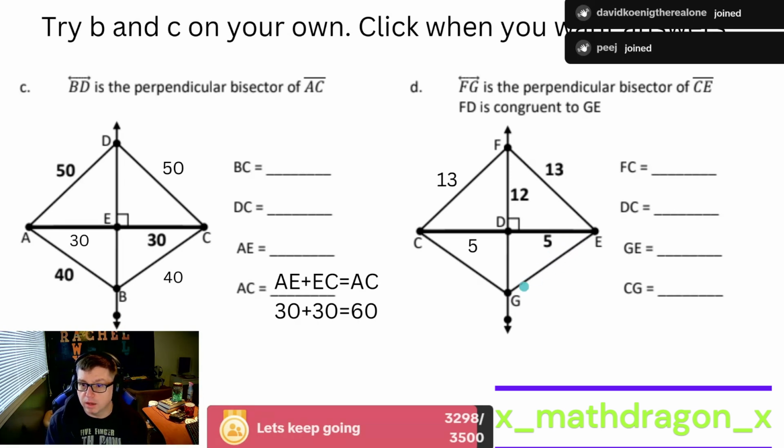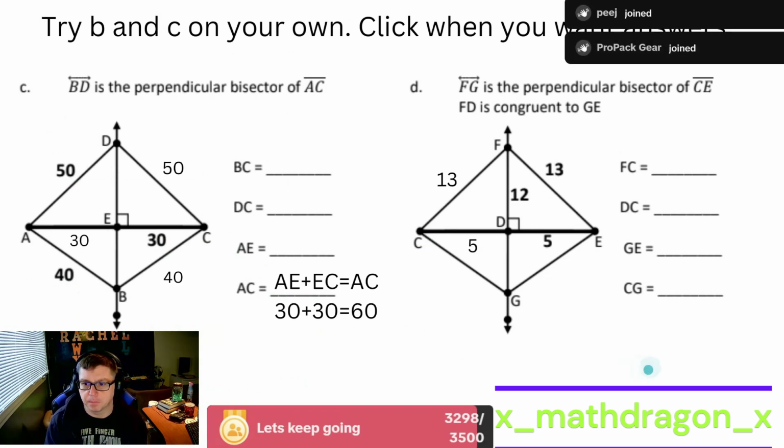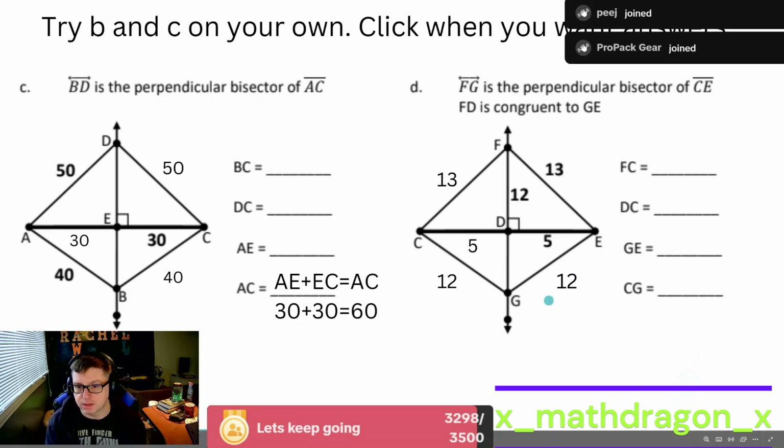GE. Now, where are we going to get GE? Well, it does say FD is congruent to GE. So FD being 12 means that GE is also going to be 12. And then if we know this is 12, then we know the flip side is going to be 12 as well.